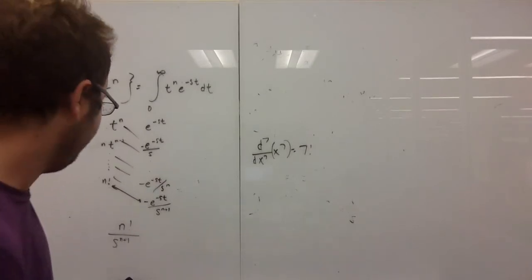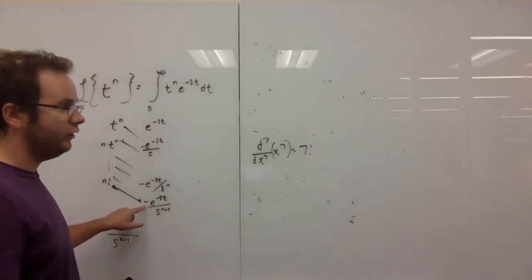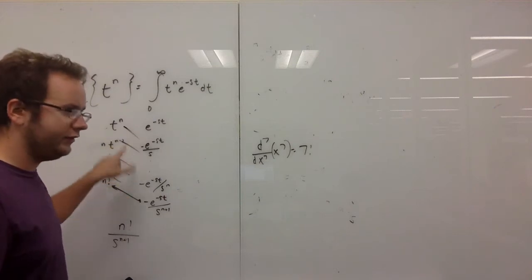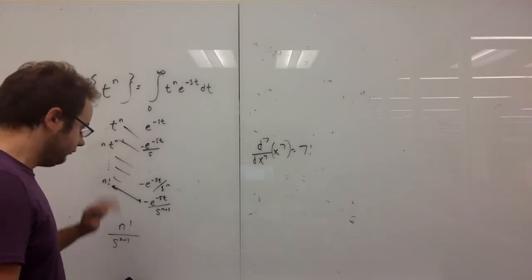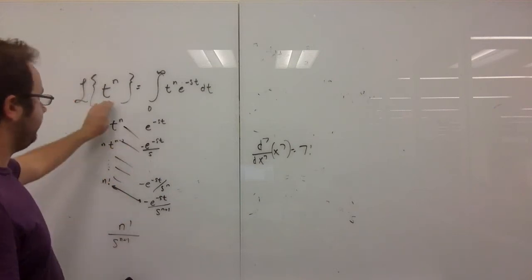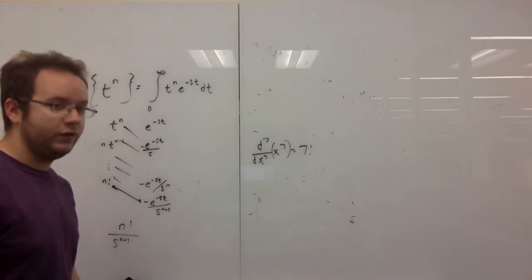The tabular method actually works out that it doesn't matter whether you got a negative here or not, because remember, you alternate the negative switching anyway. So, long story short, that's the result. The Laplace transform of t to the n is n factorial over s to the n plus 1.